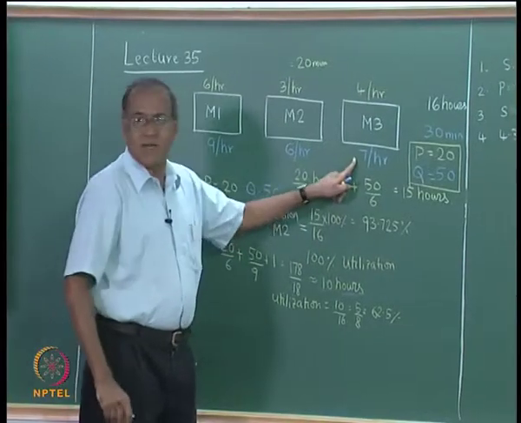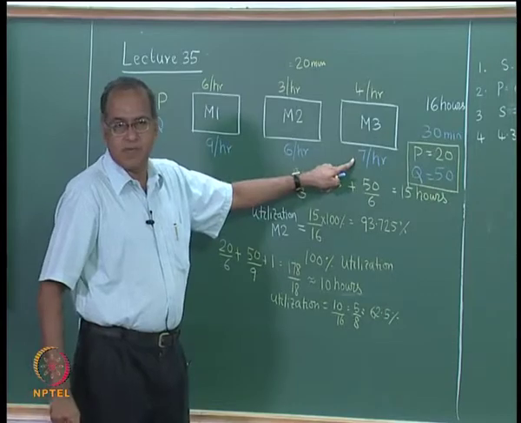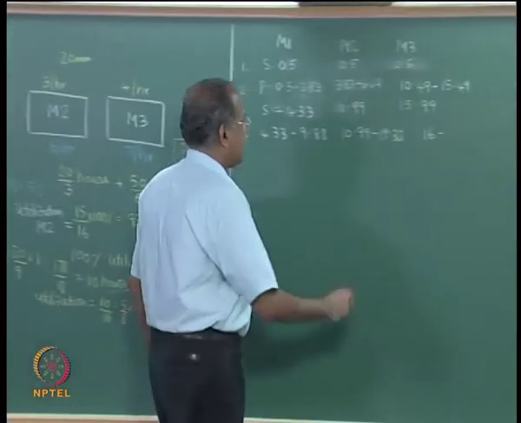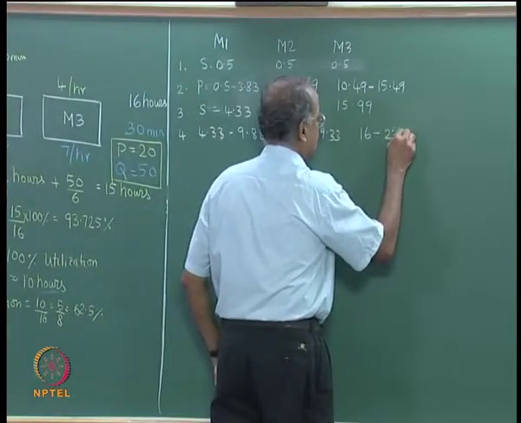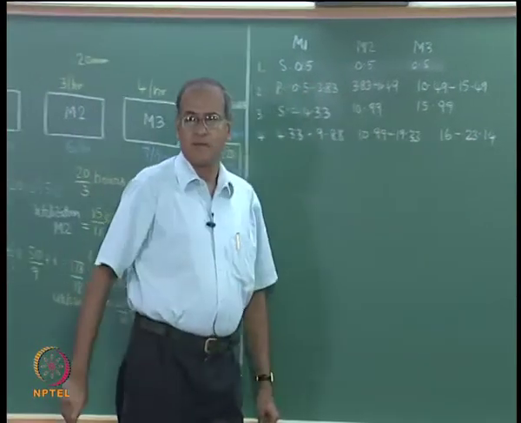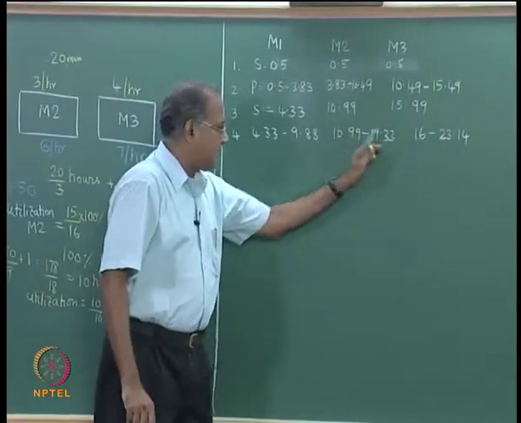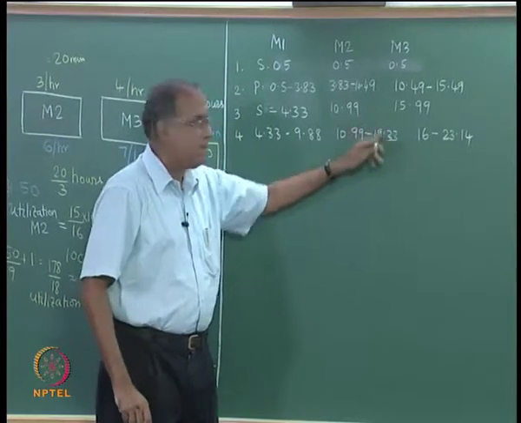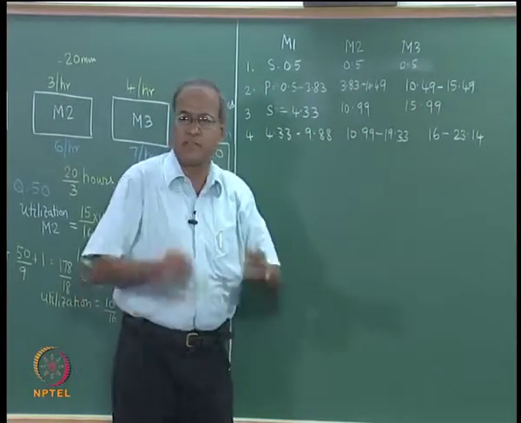This will take 50 by 7, which is 7.14. So, 23.14. We also assume that by the time each one of these pieces comes out, this machine is available, otherwise it will get further delayed.